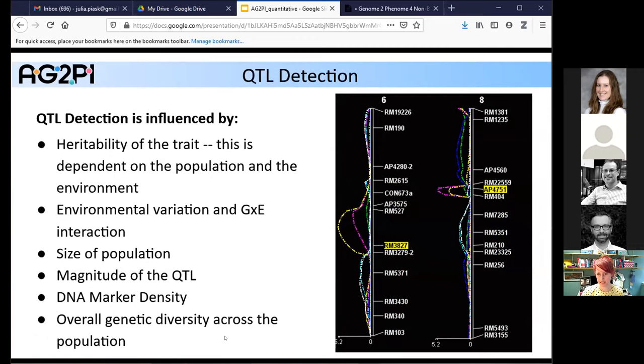So detecting QTL, in GWAS or linkage-based, is going to depend on the total amount of genetic variation we're looking at. If there's a substantial amount of environmental variation, what's the size of the population? Is it big enough to really detect these effects? How big is the QTL? Are the markers sufficiently dense? And is the population sufficiently diverse for your trait of interest?